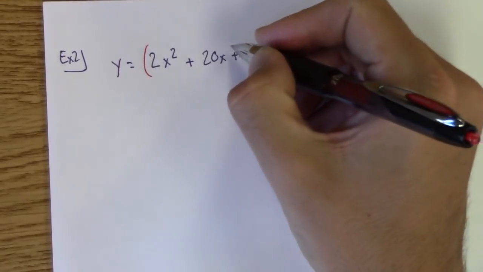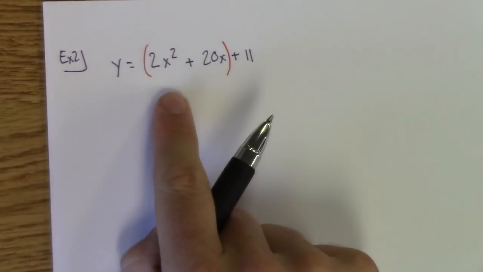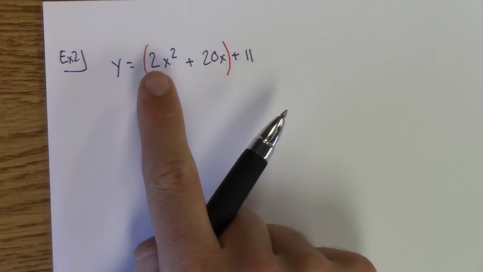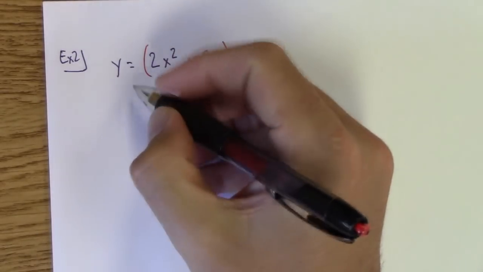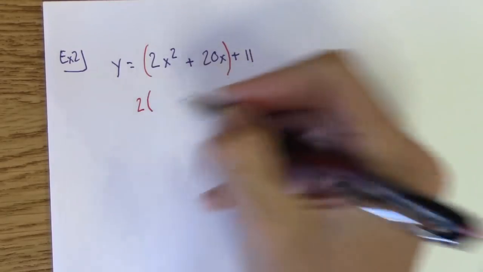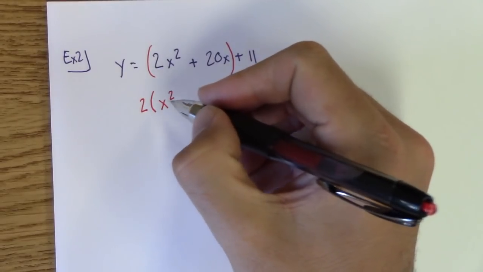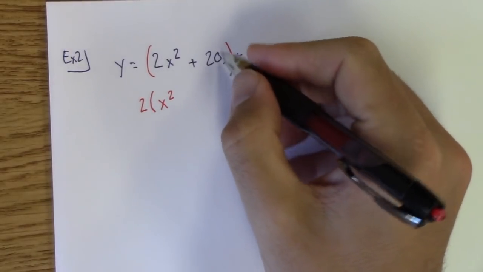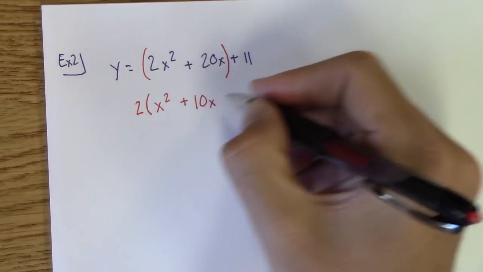So I'm going to start same as before. I'm going to put parentheses around the first two terms. Where this problem is different is in this step. In order to complete the square easily, I need this to just be an x squared, nothing more. So in order to make this an x squared, I'm going to pull the 2 out in front. And when I pull that 2 out in front, this first term becomes x squared. 2 times x squared is 2x squared. And the second term, when I pull the 2 out, means that this is going to become a 10x.